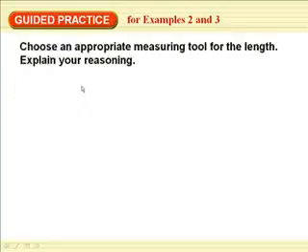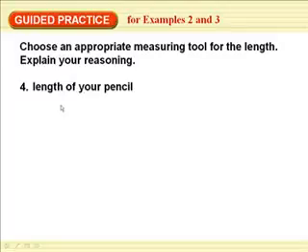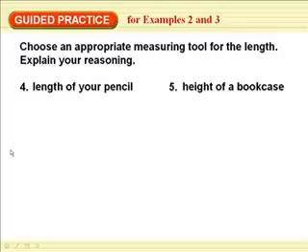Explain the appropriate measuring tool for the length. Explain your reasoning. What would we measure for the length of our pencil? I don't think I need to break out a tape measure. I would just use a foot ruler. Why? Because a pencil is small. The height of a bookcase isn't huge, so I would probably measure it with either a yardstick, if I had one, or a meter stick.